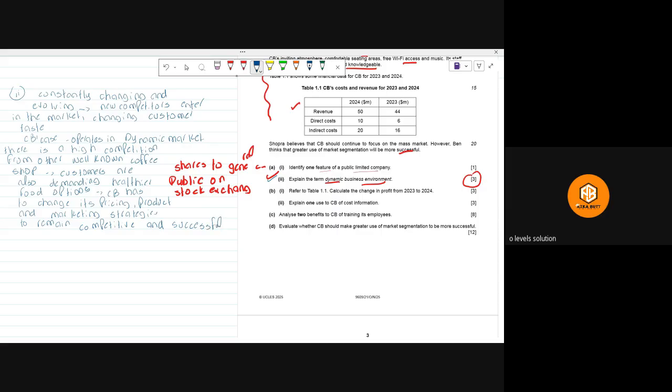You need to write the proper analysis, proper application, and proper knowledge. Now the next question is: explain one use to CB of the cost information, like why CB uses the cost information. Sorry, this question: refer to table 1.1. Calculate the change in profit from 2023 to 2024.